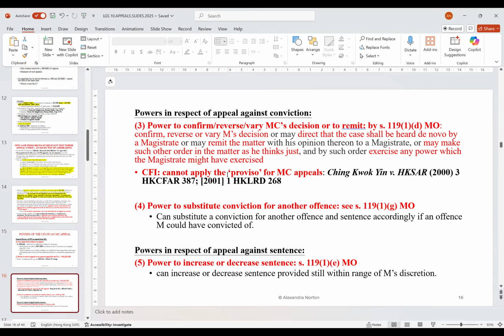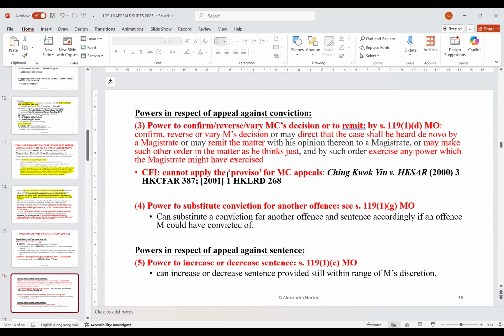Now, that does not apply to a magistracy appeal. Why not? Because there is no such statutory provision applying the proviso in a magistracy appeal. The proviso in the CPO only applies to a district court and CFI appeal. So just make a note of that.